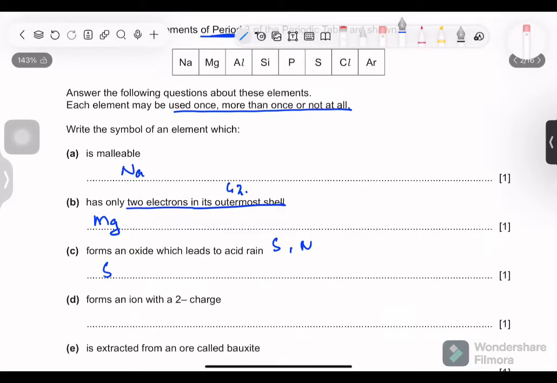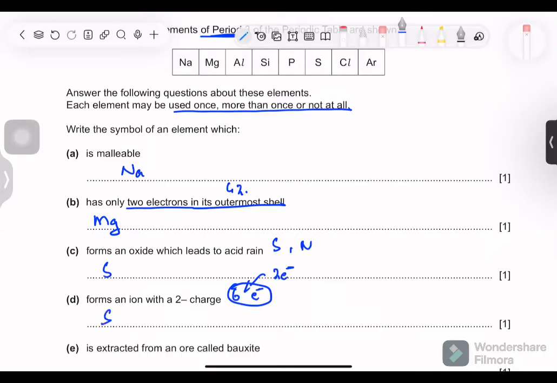Forms an ion with a 2 minus charge. So this is group 6, because 2 minus charge means it needs to gain two electrons, and it is an anion, a non-metal. So it should have six electrons originally, and it will gain two more to get an octet. So this means that in a neutral atom, it contains six outermost shell electrons. So it should be in group 6.